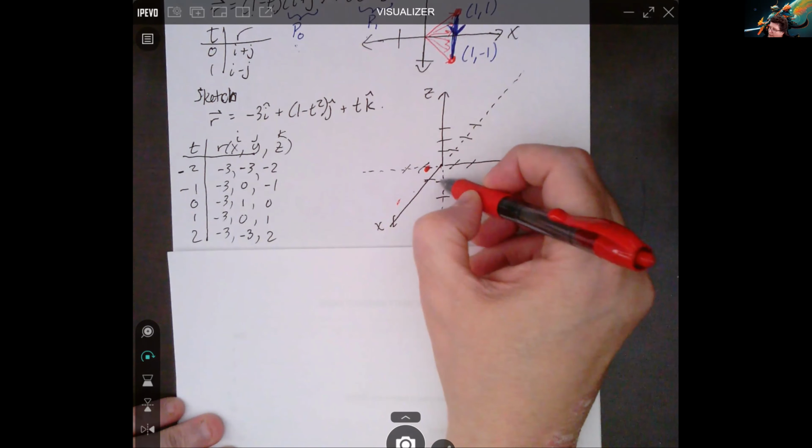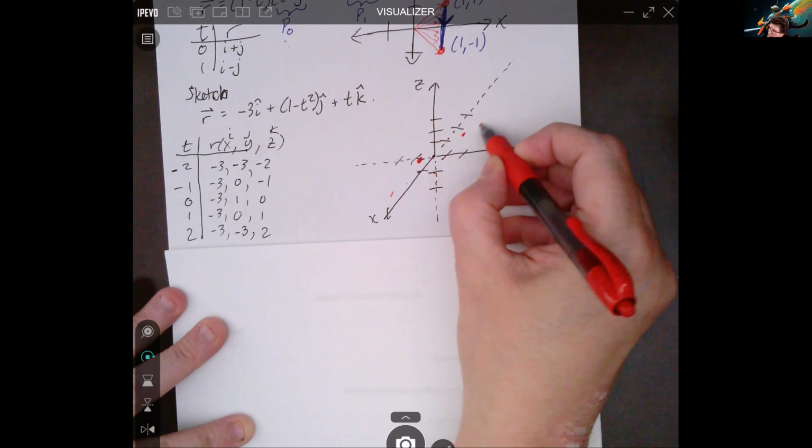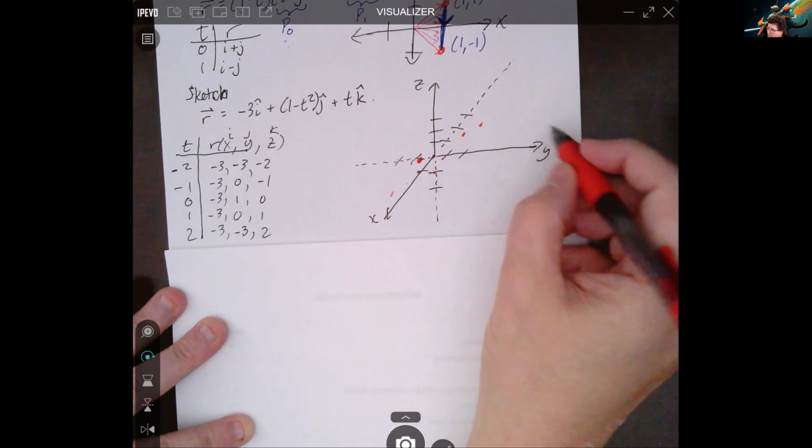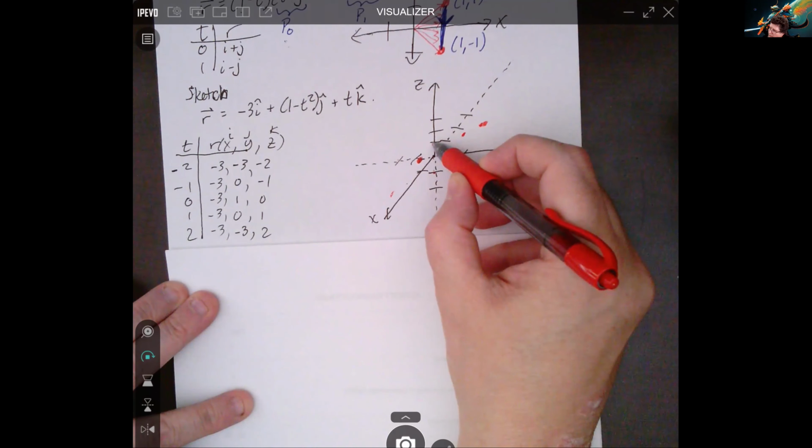No, I'm doing all right. And then 1, 0 would be right here, and we're shifting that back 3. Maybe a little bit more to the right. 0, 1 is here, and we're shifting that back 3.